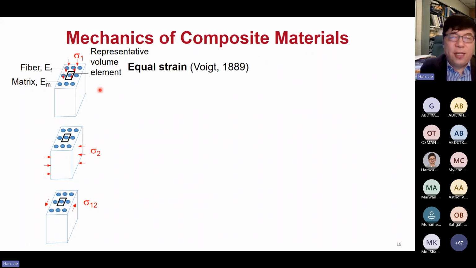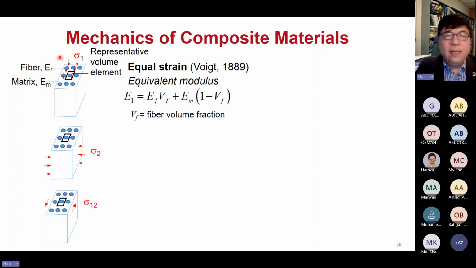But there was a theory basically proposed around 1889, called equal strain. Basically, if you apply a vertical load with equal strain, just like a rigid foundation, then the fiber and the matrix will carry load, and eventually you can treat it as an equivalent modulus like this. So this is the equivalent modulus combined from the fiber and the matrix, basically combined from the rigid inclusion and the soil, and this formula has been used very commonly in ground improvement.